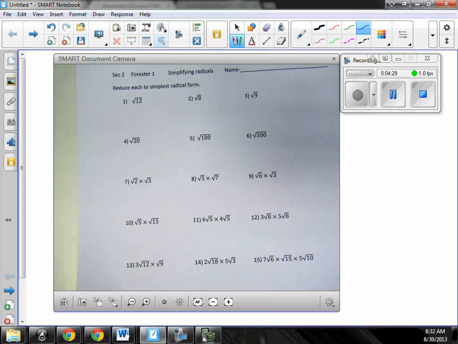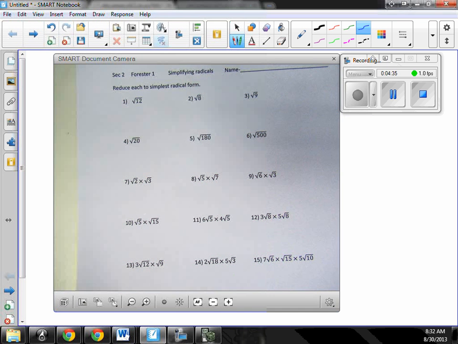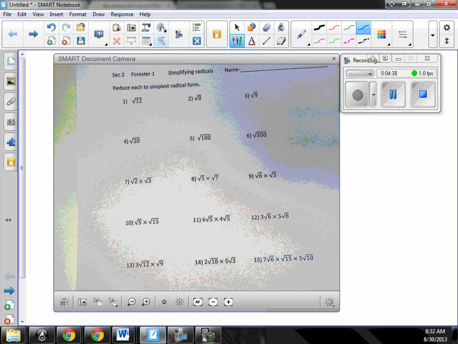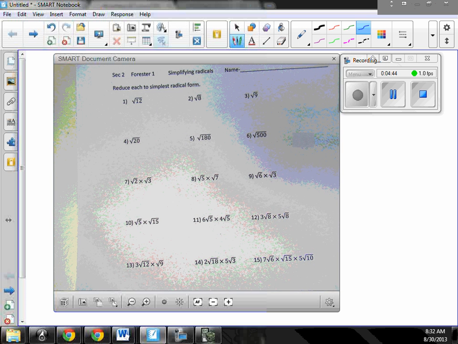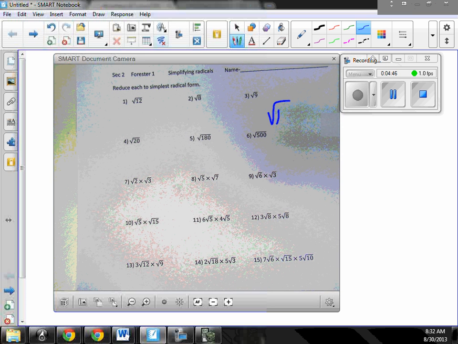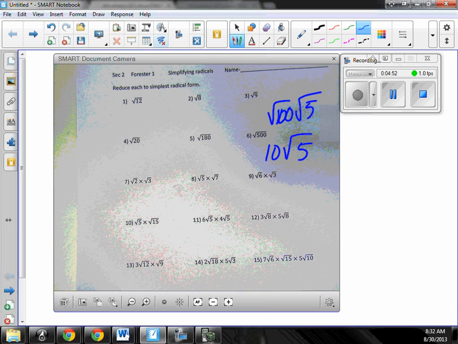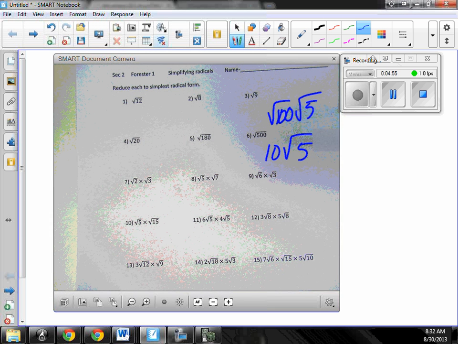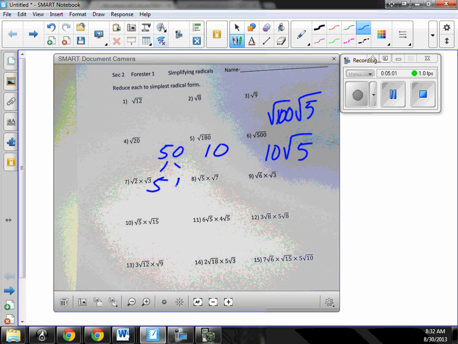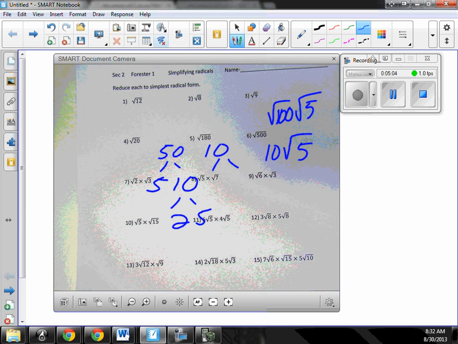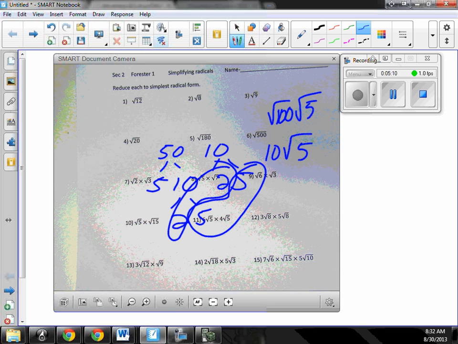Biggest perfect square that goes into 500. This one's easy. 10 times 10. 100 goes into it. But if 100 goes into it, what's the other factor? 5. So this is root 100 times root 5, which is just going to be 10 root 5. So sometimes they're really easy. If we factored it out, we would have got 50 and 10, 5 and 10, 2 and 5, 2 and 5, set of 2s, set of 5s, so we bring out a 10 with a 5 left over.